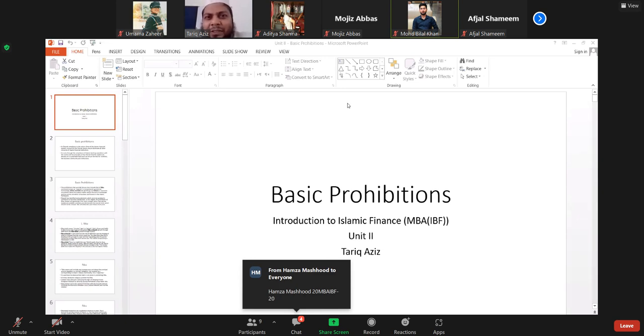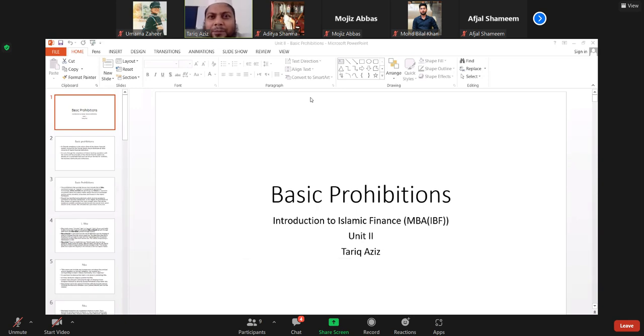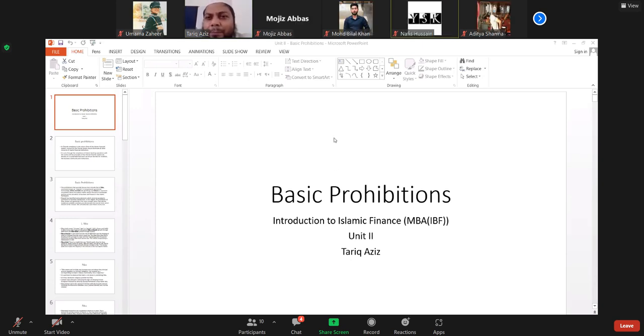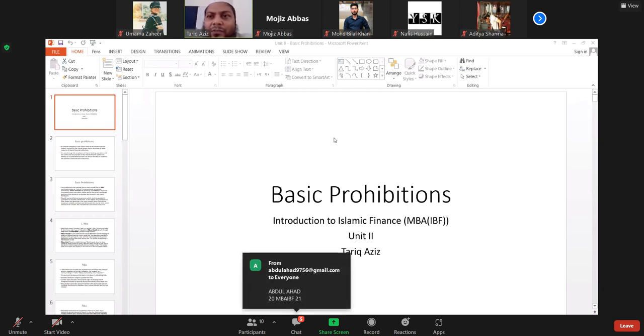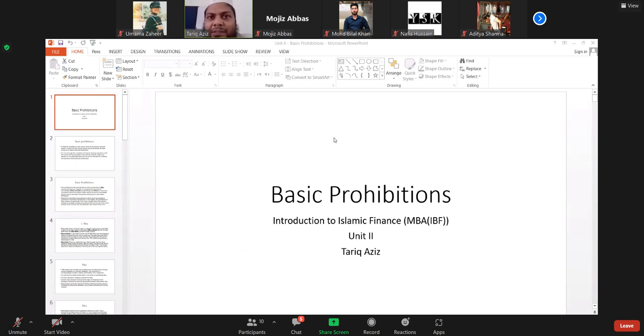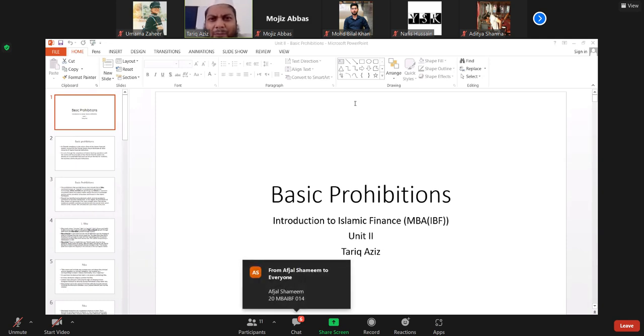So what we are going to start is the topic of basic prohibitions. In the first unit, we became familiar with the basic principle of Islamic finance, that is the principle of general permissibility. Al-aslu fil ashiya'i al-ibaha. The default status of all things is permissibility. So then the question arises, if the default status is permissibility, then there must be some list of prohibitions. So we are going to study those things which are prohibited.